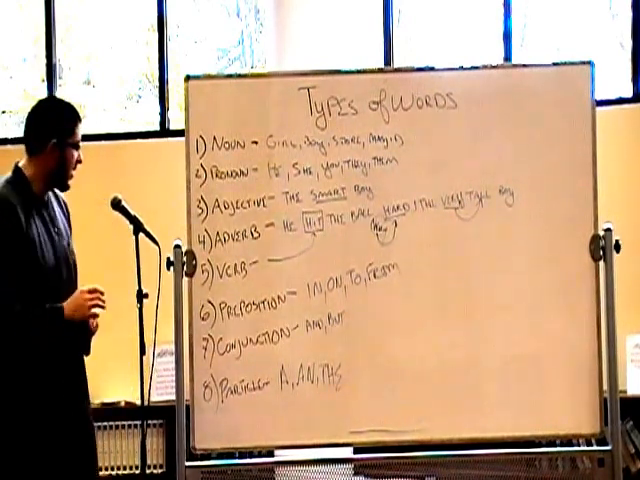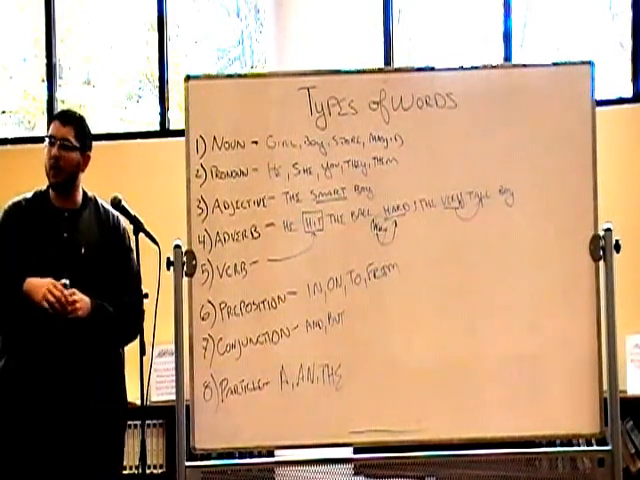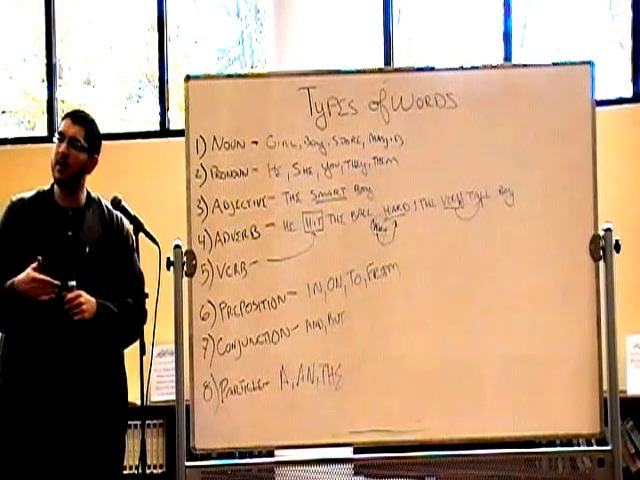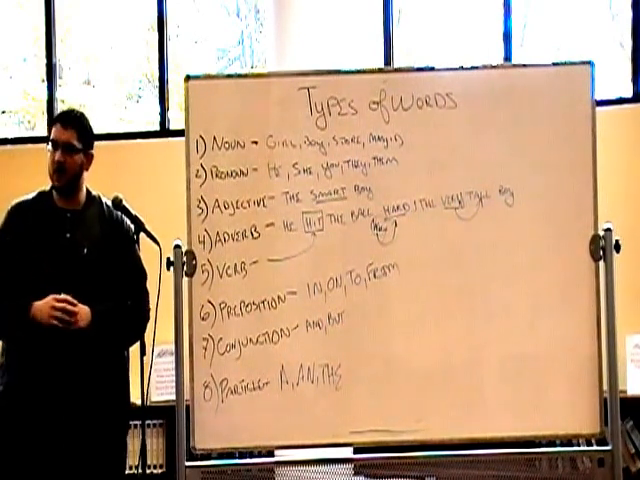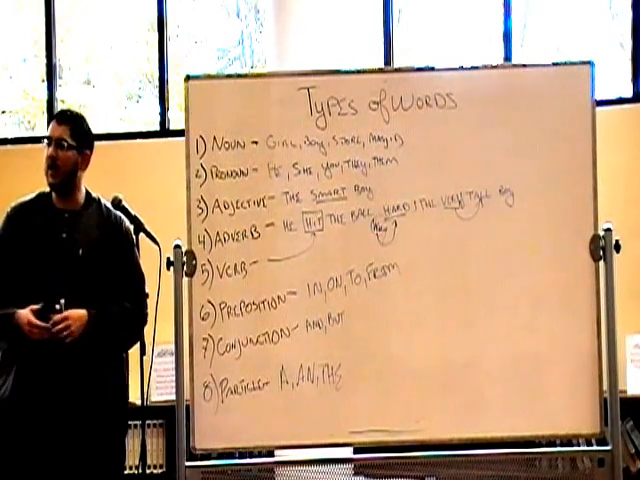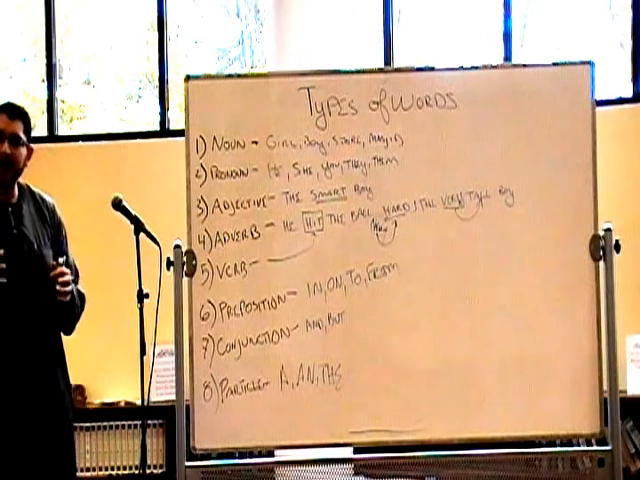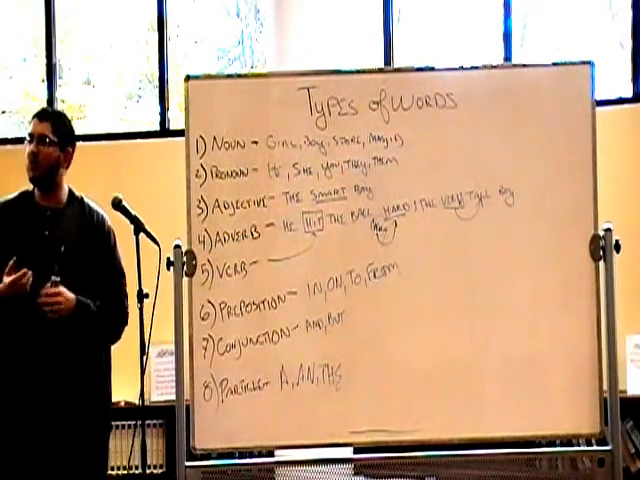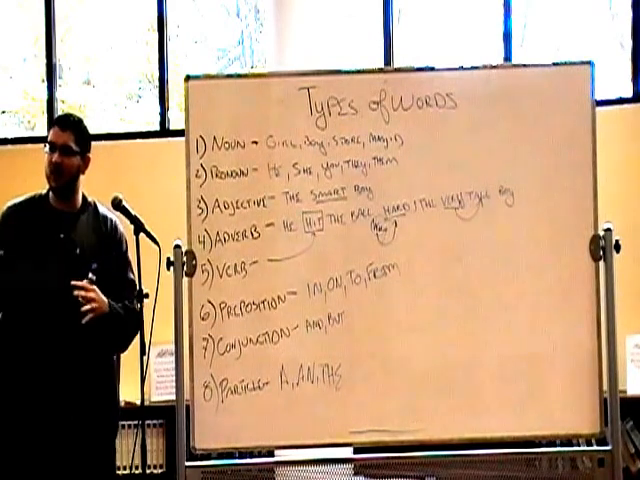Okay? Then conjunctions are what connect two phrases together. So the boy is smart and he is handsome. Or the boy is smart and he is tall. So those, the and, but. I went to the store, but I could not find the milk. It's connecting these two phrases together.